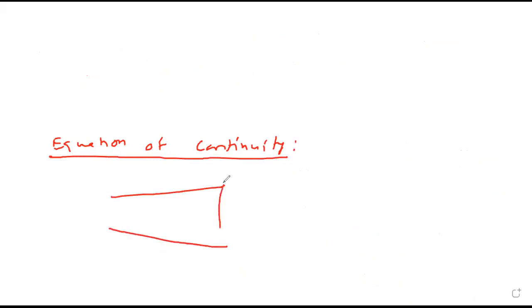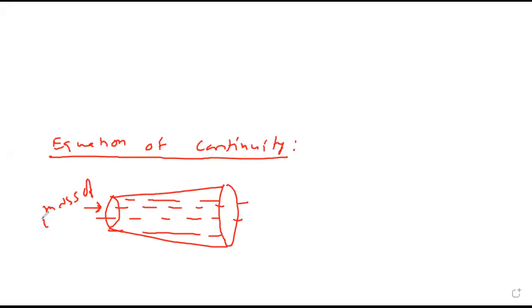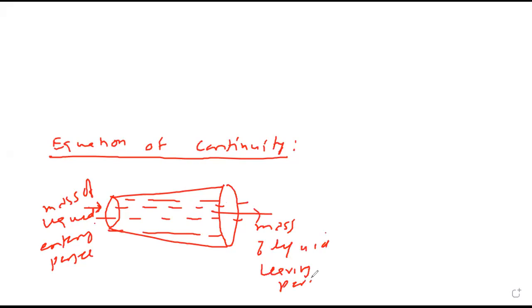Equation of continuity. So we have liquid which is incompressible, that means density is constant, and streamlined flow. Then mass of liquid entering per second equals mass of liquid leaving per second.